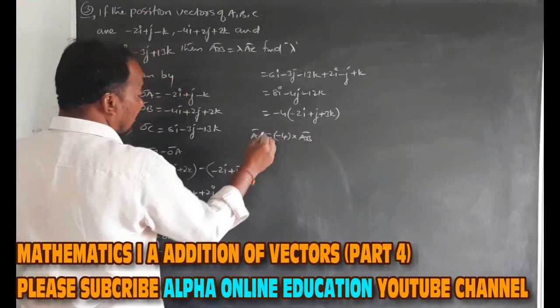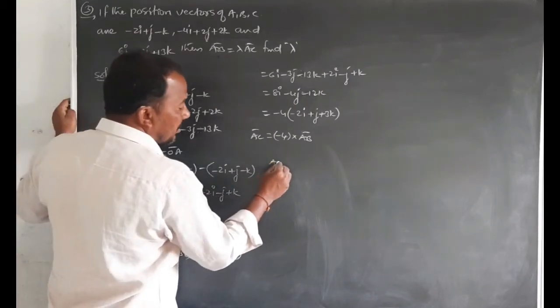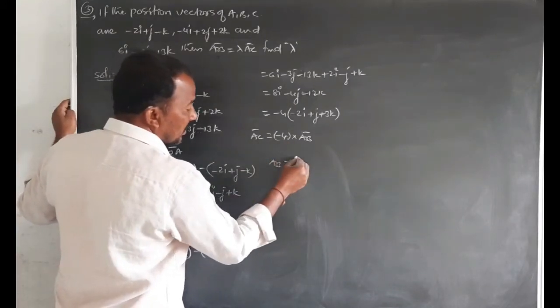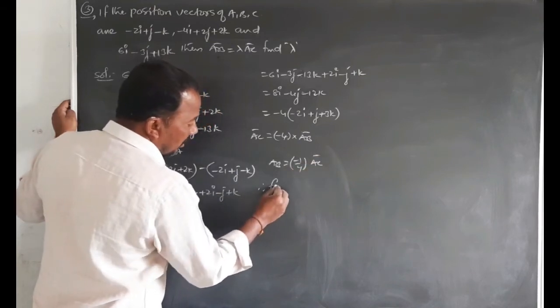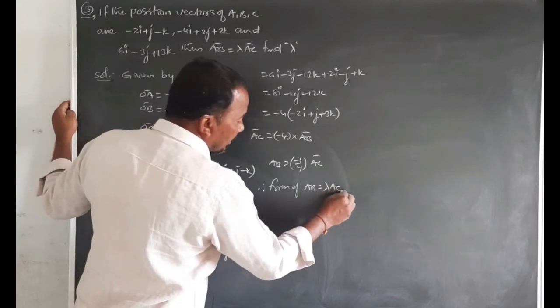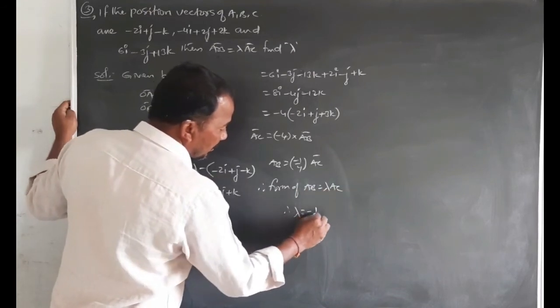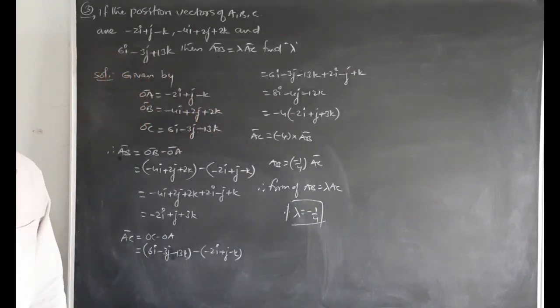So what is the form? AB equal to lambda AC. So AB equals minus 1 by 4 AC, transposing the 4 to the LHS. It is of the form AB equal to lambda AC. Therefore lambda equals minus 1 by 4.